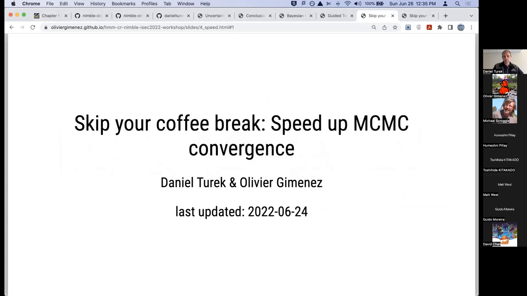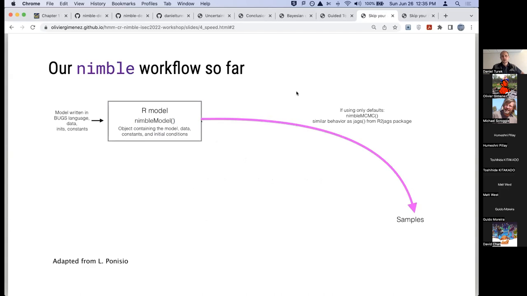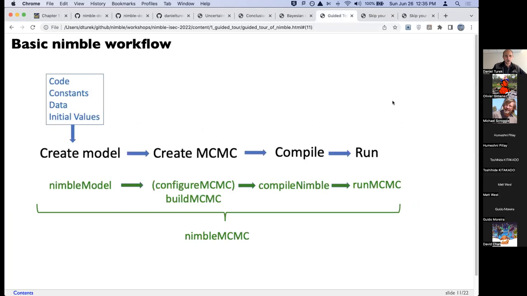And we've only looked at one workflow in Nimble, using the nimbleMCMC function. But there's actually a more refined workflow you can use with Nimble, which gives you a lot more functionality. The nimbleMCMC function does everything, but the fuller workflow is creating a model object representing the hierarchical model, then creating an MCMC to operate on the model, which you can do by doing configureMCMC or buildMCMC, which we'll see.